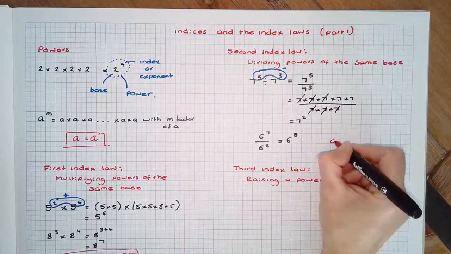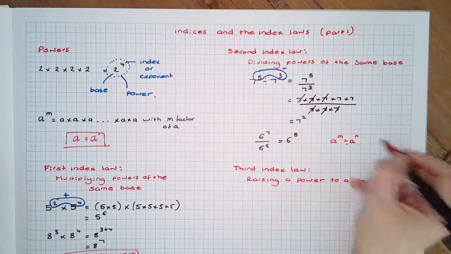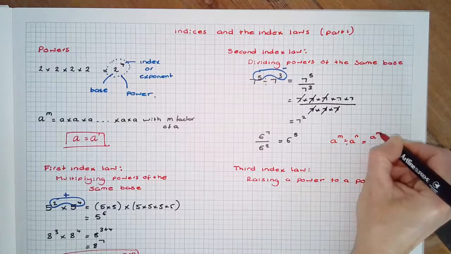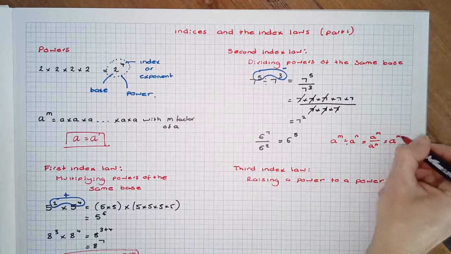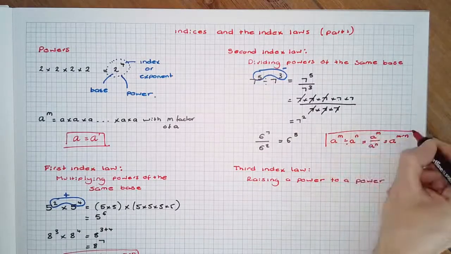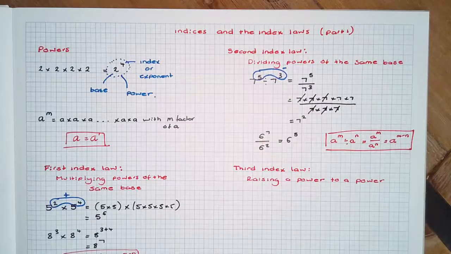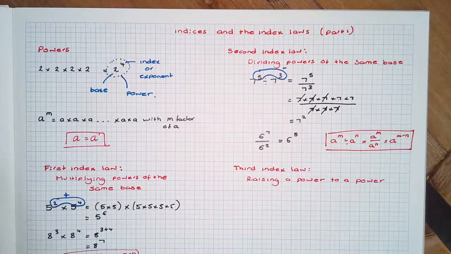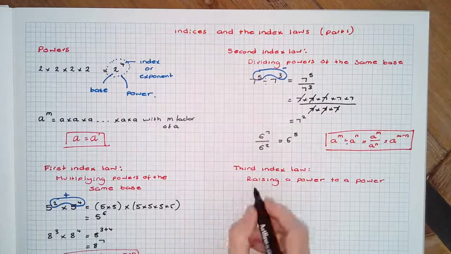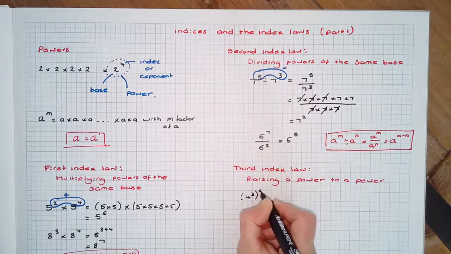This rule, a to the power of m divided by a to the power of n, or in fraction form, we subtract the powers. This is known as the second index law. The third index law is known as raising a power to a power. That is, if we had 4 to the power of 3 all to the power of 5.